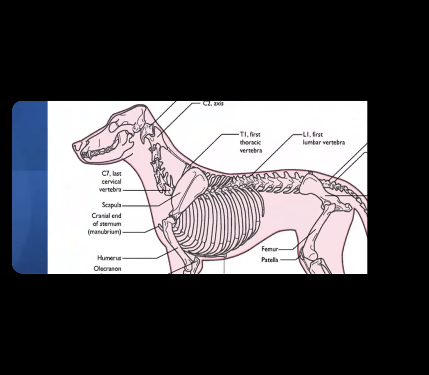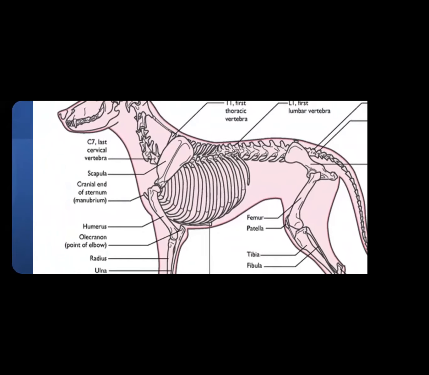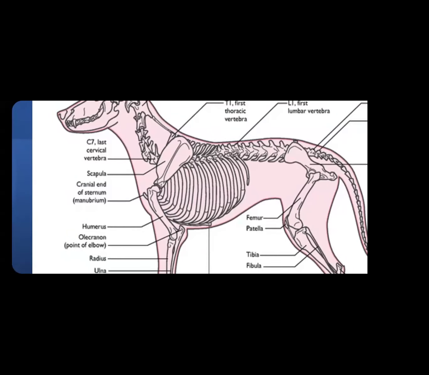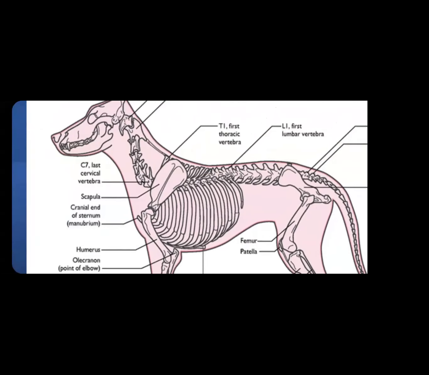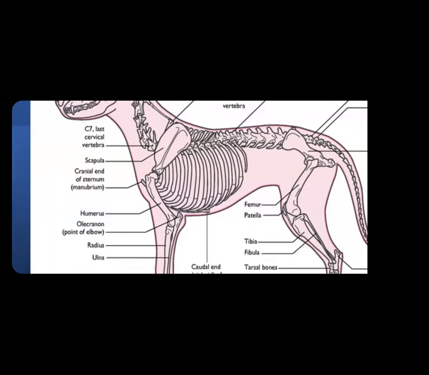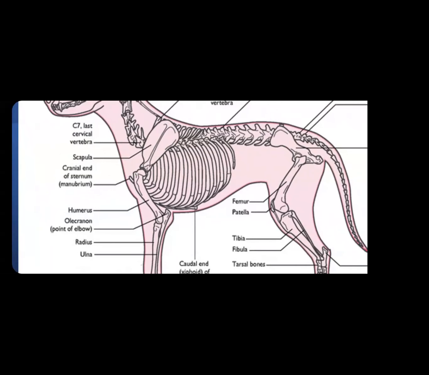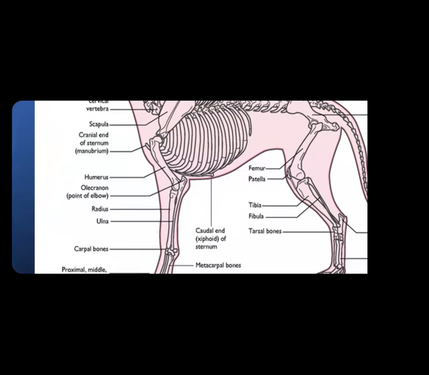I wish I had a pointer. I need to try and learn how to create a pointer on a Zoom session. We've got our scapula there, which is simply on the side. When we go down a bit, we've got what is called the cranial end of the sternum, or the manubrium.